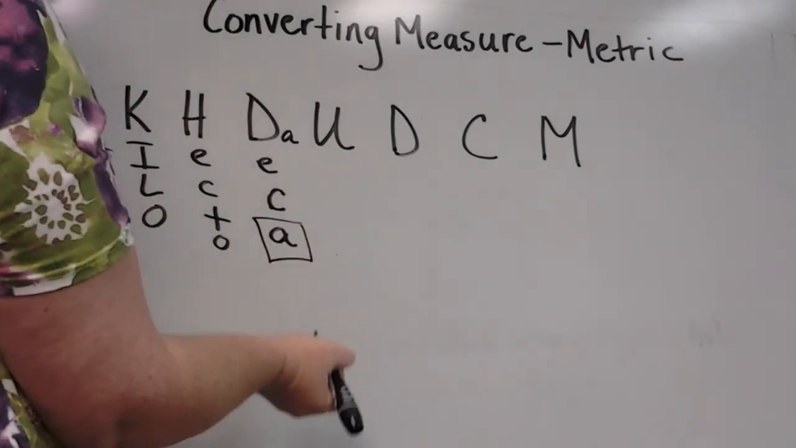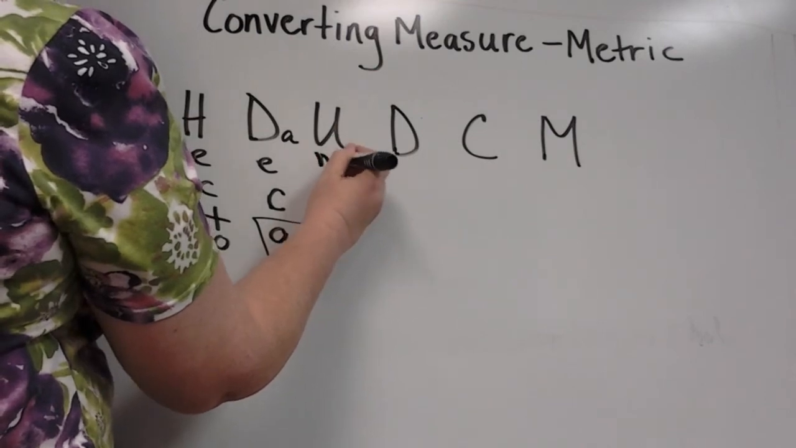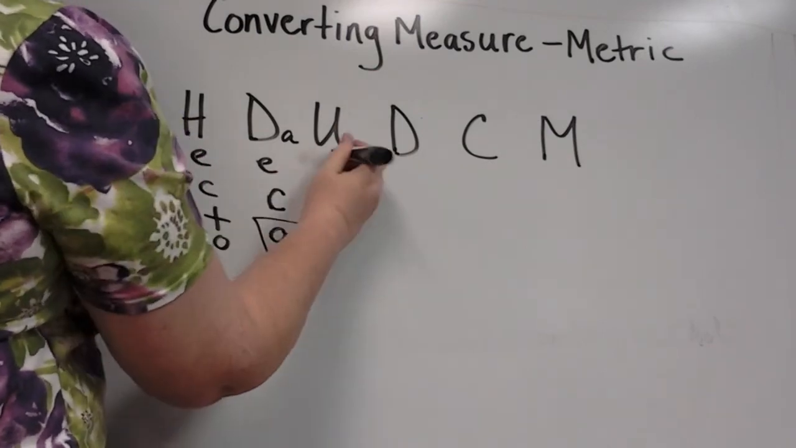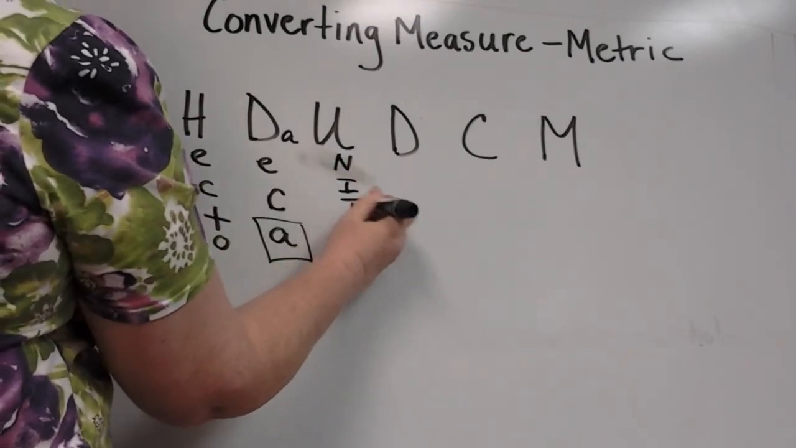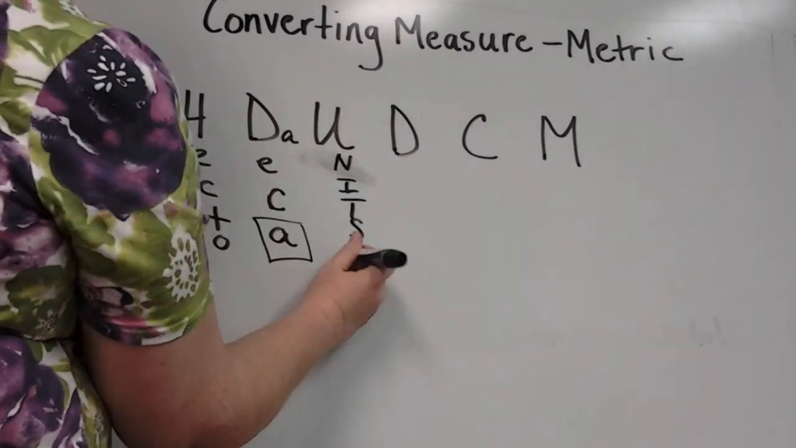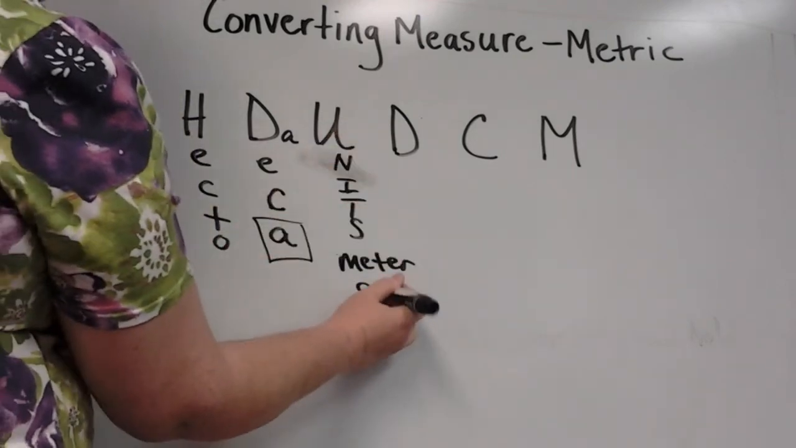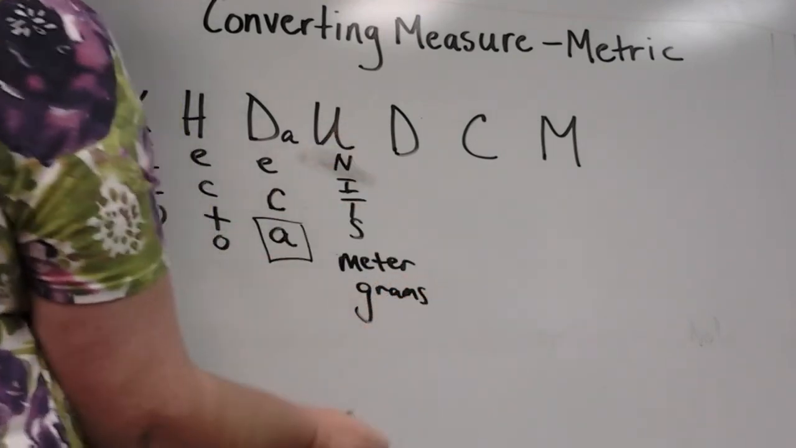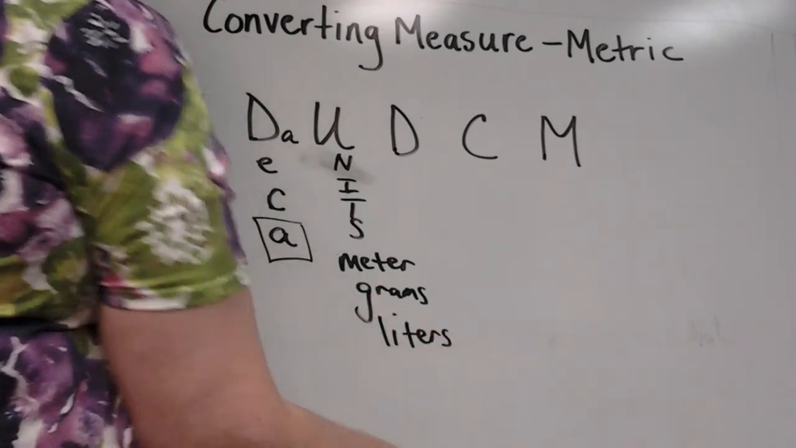Now, U stands for units. What in the world is a unit? Wait, let me change that. U stands for units. Okay? Units are the things we talked about in the beginning. Basic units of measure. Sometimes this is meters, because isn't that a unit? Sometimes this is grams. And sometimes this is liters. Those are the 3 basic units.